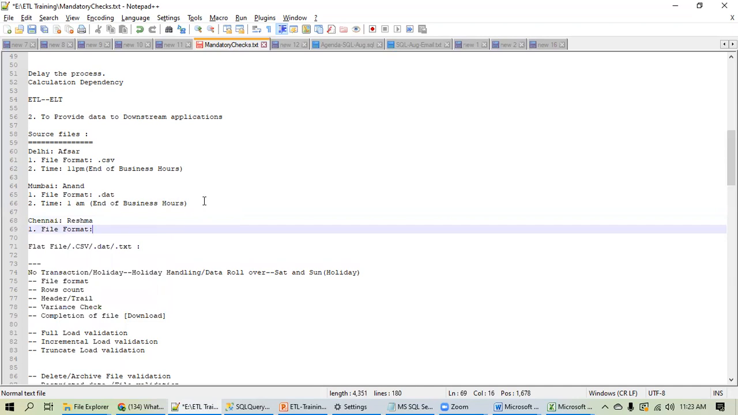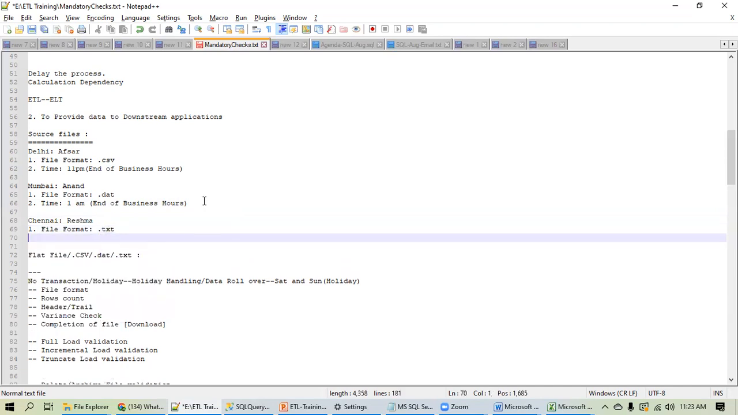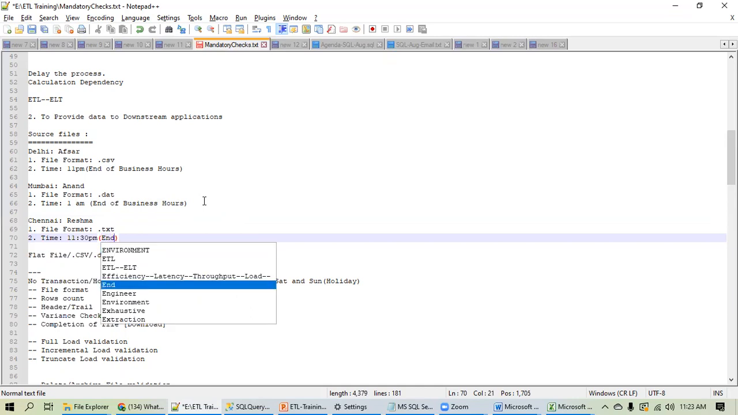I will send you this data in, suppose, txt format. And she mentioned that the timing is, I will give you the rate by 11:30 p.m. Okay.